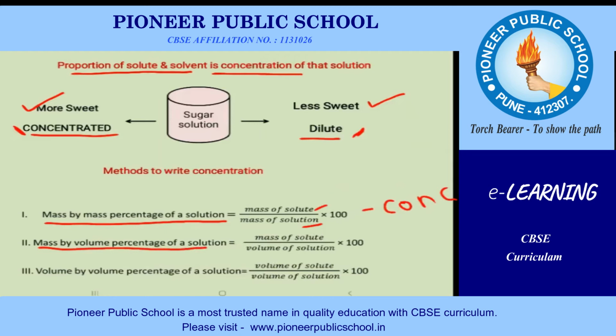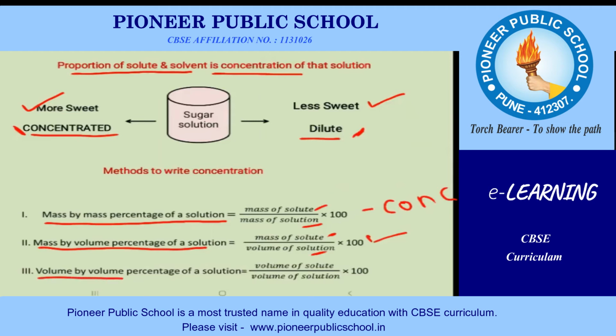Now in the second formula, we use volume and mass both. This is the mass by volume percentage of a solution method. In this we use the mass of solute and the volume of solution to calculate the concentration. When we divide the mass of solute by the volume of solution and multiply it by 100, we get the concentration of that particular solution.